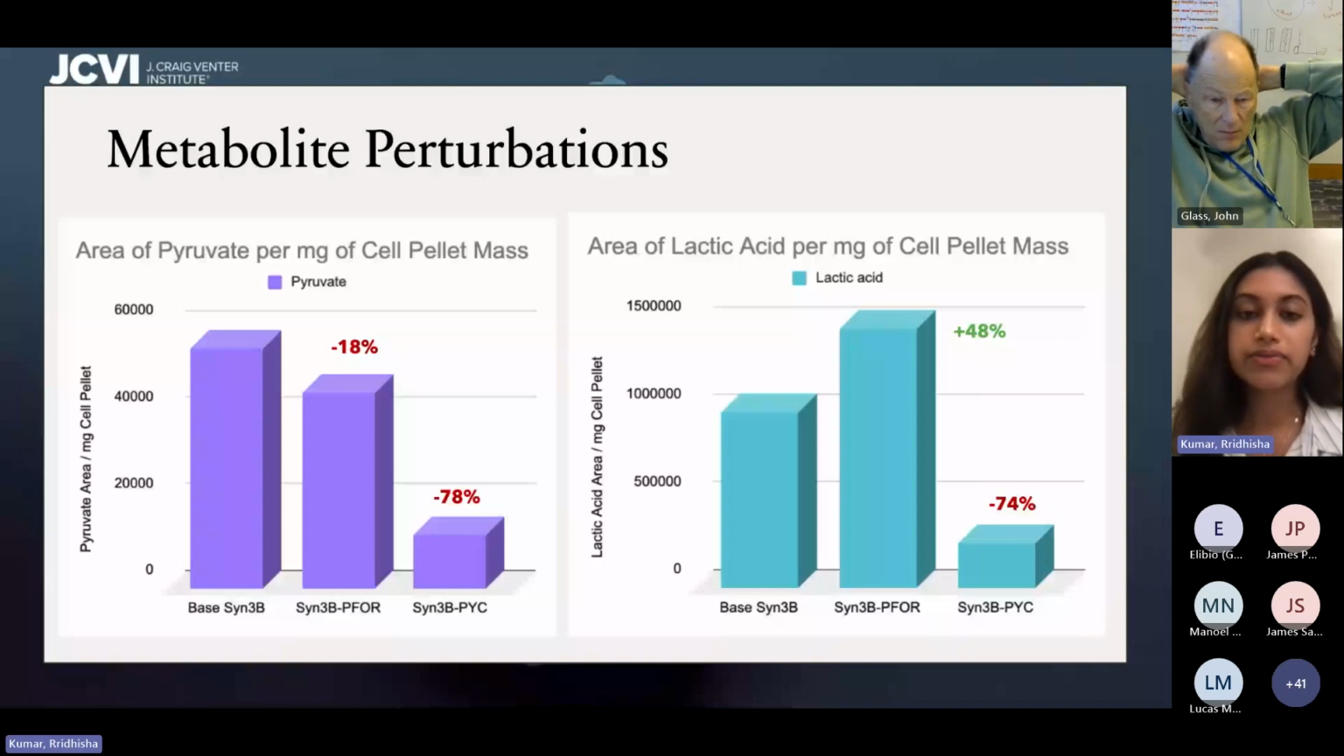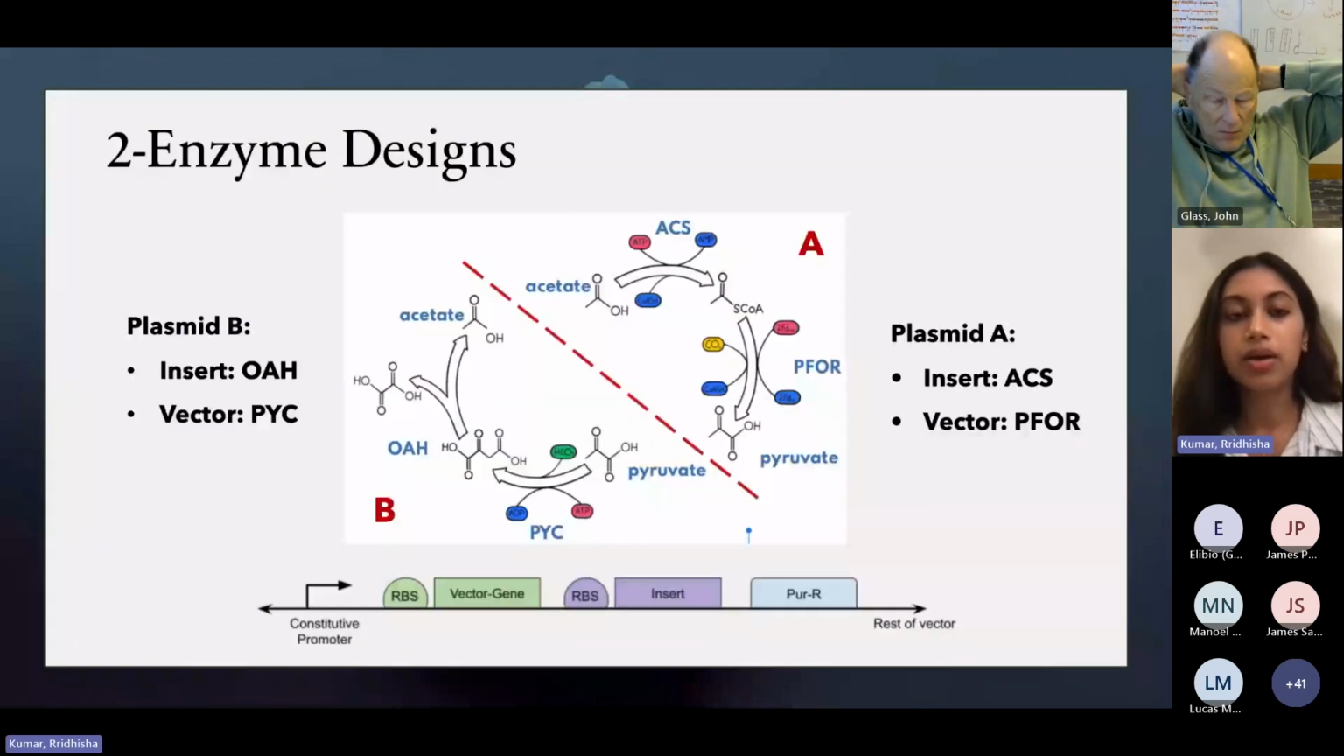So after confirming the function of the carbon fixating steps, we decided to move to the next step of our assembly process, which was to create 2 enzyme designs. So this is something similar to what the authors of the POAP pathway did when they tested in vitro. And their motivation was that it would be easier to test the functionality and optimize half of the pathway at one time. So what we did is we created 2 plasmids.